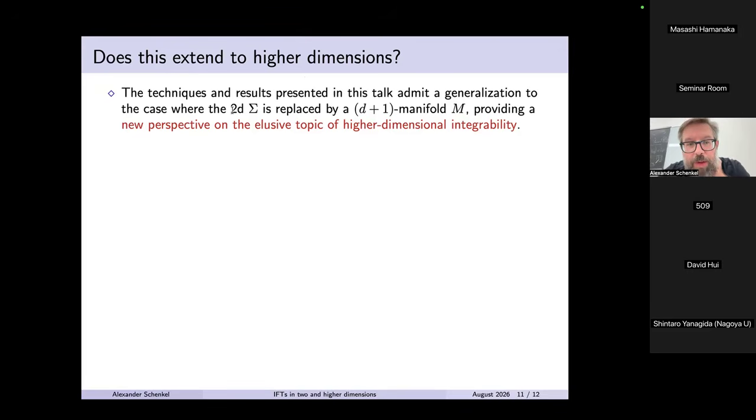So higher dimensions, I mean, there are various ways how you can go to higher dimensions. You can replace the two-dimensional spacetime by a higher dimensional spacetime, a D plus one-dimensional manifold. Or you can also push the Riemann surface into something higher complex dimensional. So here I mean higher spacetime dimension. So what was the two-dimensional spacetime sigma before will now be replaced by a D plus one-dimensional manifold, M. So D corresponds to the spatial dimensions.